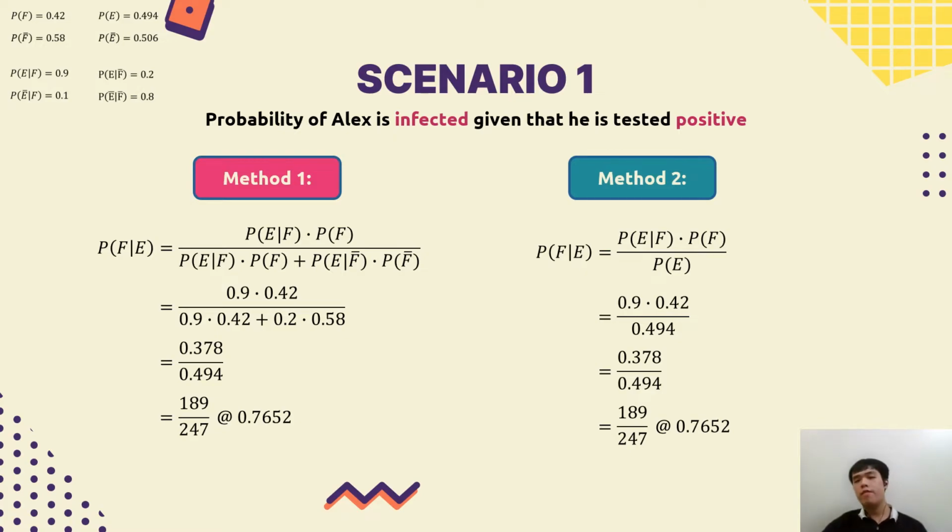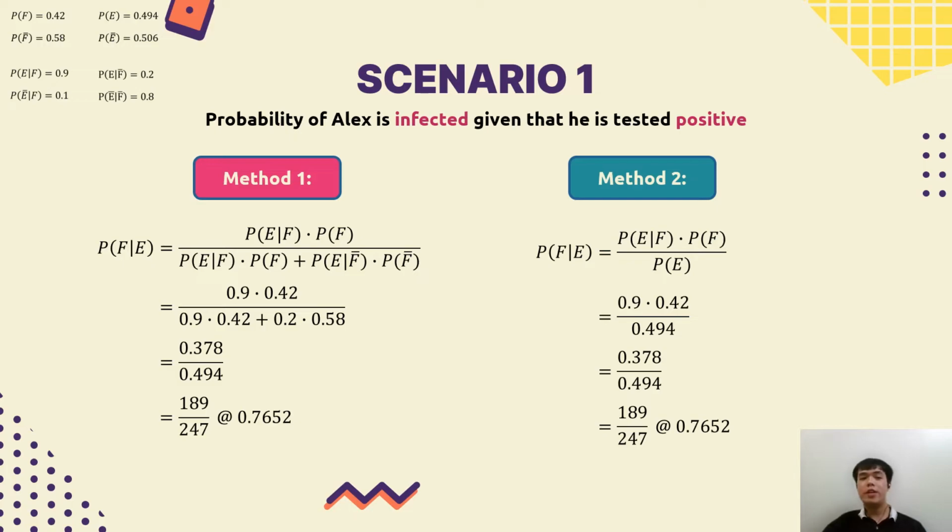So basically, there are two methods of calculation where we will calculate the product of the probability of someone being tested positive given that he is infected and the probability of someone being infected. And lastly, we will get 0.378. Next, we need to take the 0.378 and divide it by the sum of 0.378 and the product of the probability of someone being tested positive given that he is not infected and the probability of someone that is not infected. And finally, we will get 0.494.